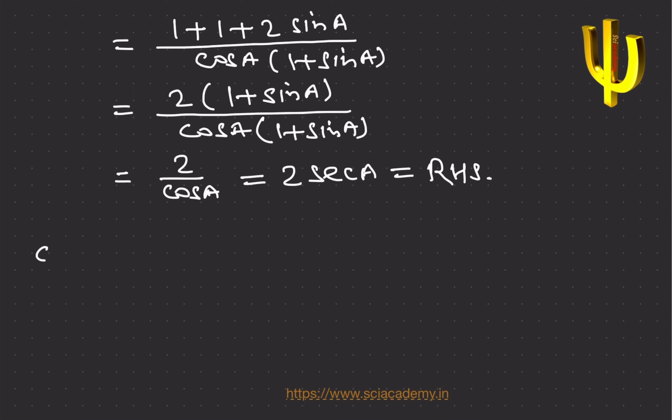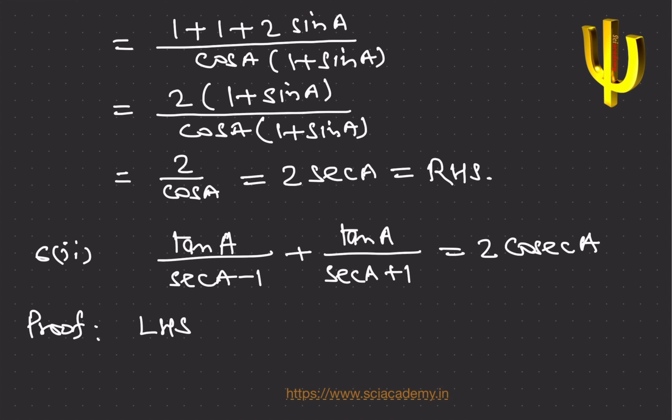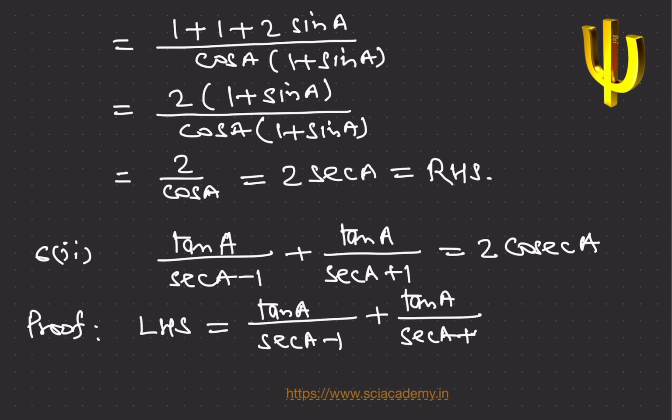Now next question 6, second part. You are being asked to prove that tan a divided by (sec a minus 1) plus tan a divided by (sec a plus 1) equals 2 cosec a. So let us solve this. Proof: LHS is given as tan a by (sec a minus 1) plus tan a divided by (sec a plus 1).